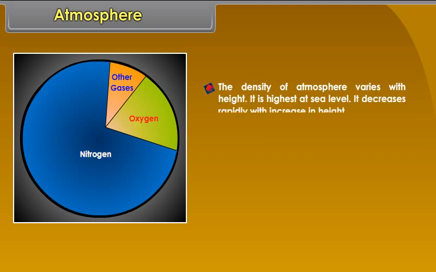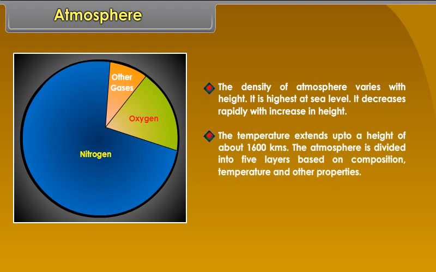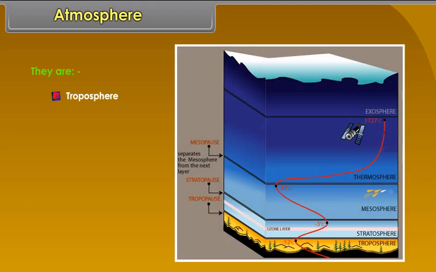The density of atmosphere varies with height. It is highest at sea level. It decreases rapidly with increase in height. The atmosphere extends up to a height of about 1,600 kilometers. The atmosphere is divided into 5 layers based on composition, temperature and other properties. They are troposphere, stratosphere, mesosphere, thermosphere and exosphere.